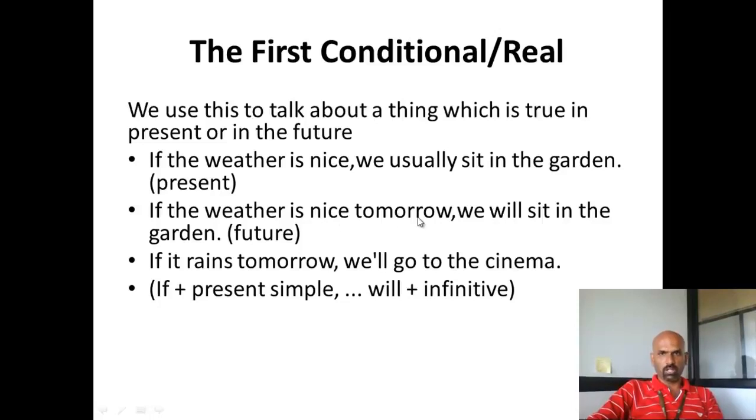But look at the next one. If the weather is nice tomorrow, we will sit in the garden. But here we have used will. This is not a routine activity. That's why in the earlier one, if the weather is nice, we usually sit in the garden, it means whenever the weather is nice, we usually sit in the garden. That's why it's a general fact. So though I have given it under the first conditional, that example perfectly suits the zero conditional. But this exactly suits the first conditional. If the weather is nice tomorrow, we will sit in the garden. If it rains tomorrow, we'll go to the cinema. That's what: present tense in the if clause, future tense in the main clause.